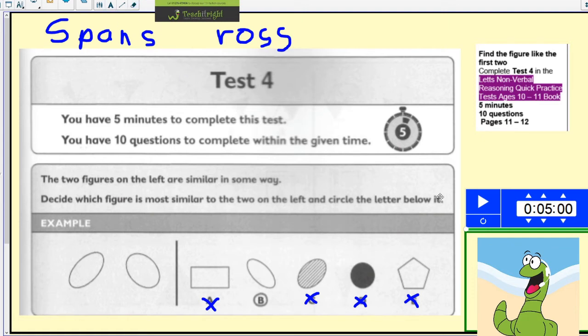Right, guys, I'm going to start the timer for 5 minutes, and we'll see you back for the answers when you're ready. Good luck, everyone. Timer starts now.